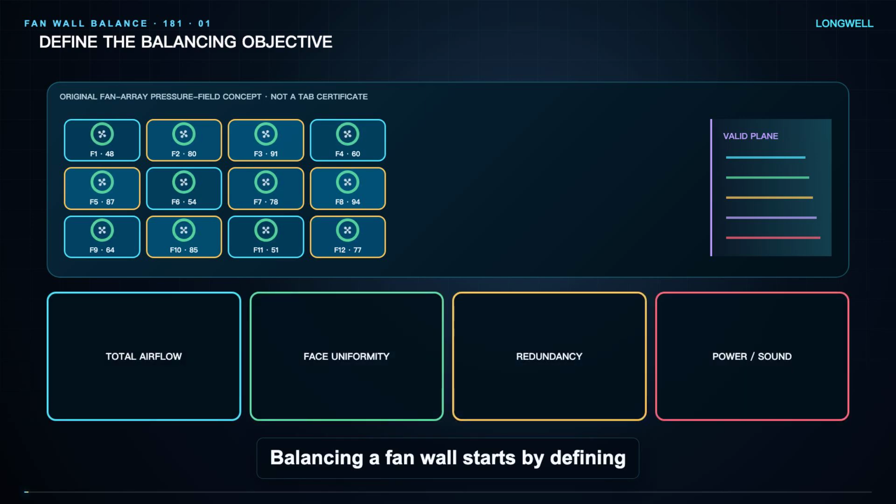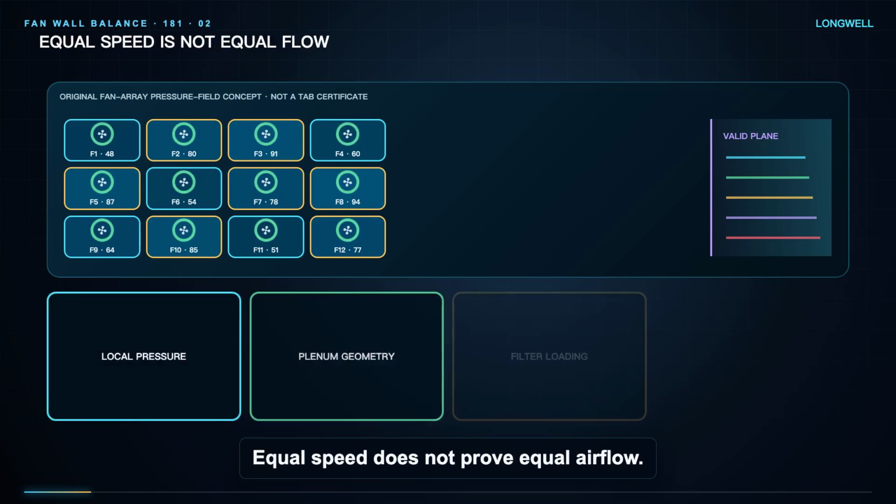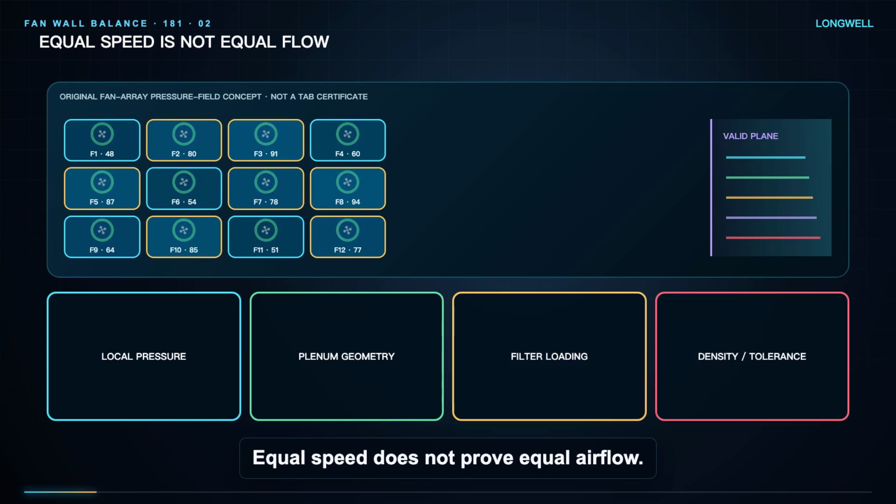Balancing a fan wall starts by defining the outcome, not by forcing every module to the same number. The project may prioritize total airflow, common pressure, uniform loading across a coil or filter, resilient standby operation, or power and acoustic limits. Those targets can conflict, so record the acceptance plane, operating mode, tolerances, and uncertainty before changing a command. Equal speed does not prove equal airflow.